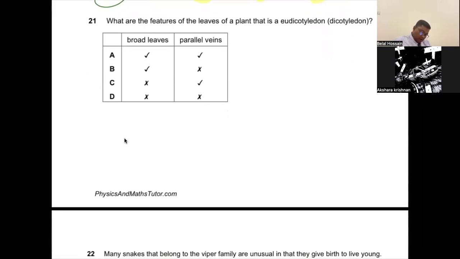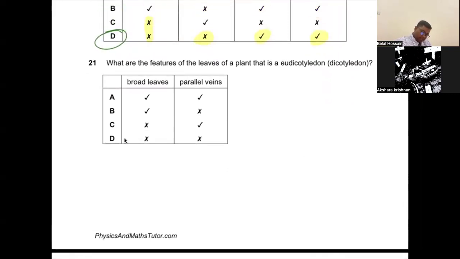So number 21. Okay, try this one quickly. Eucotyledon means dicotyledon, okay? And that is huge. So I'm not really sure. I don't know this one. No problem. Do not worry.